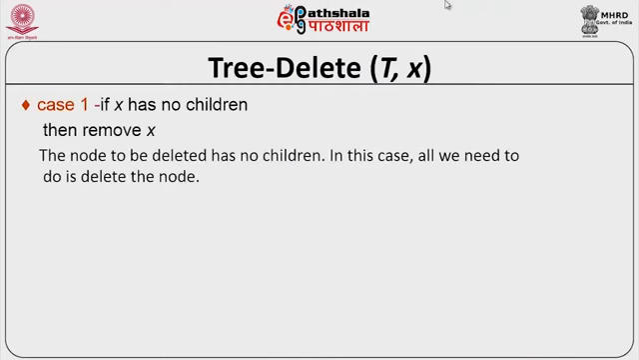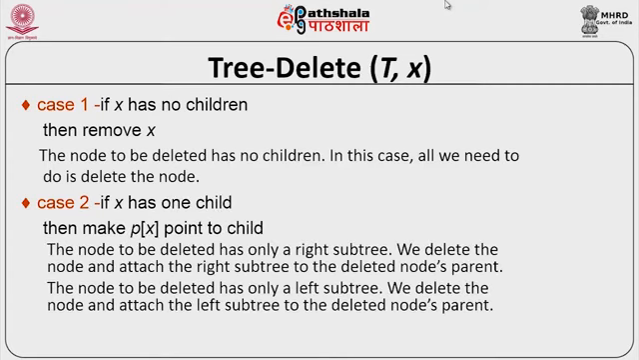Now, let us take tree delete T comma x. Case 1, if the node x has no children, then you remove x, the node to be deleted, and all we need to do is just delete the node. In case 2, if x has one child, then you have to make the parent of x point to the child. Instead of pointing to x, it has to point to the child of x. That is the idea of case 2.